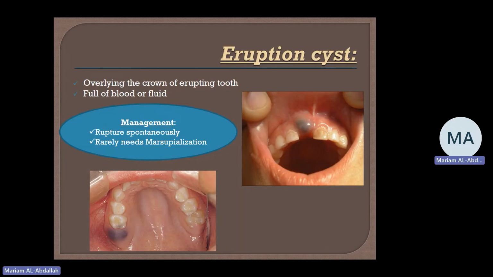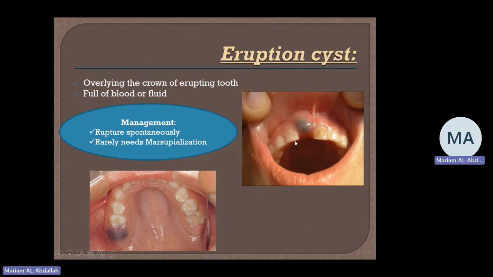Right. Another problem that should be diagnosed early and managed early is the eruption cyst. It's a cyst that overlies the crown of the erupting tooth and it can cause delayed eruption. Usually it's full of blood or fluid. This is how it's clinically presented.